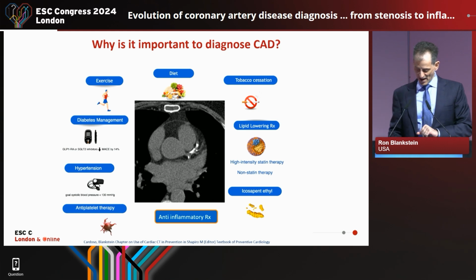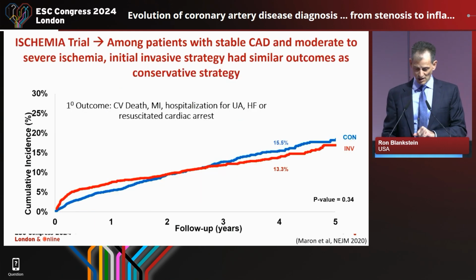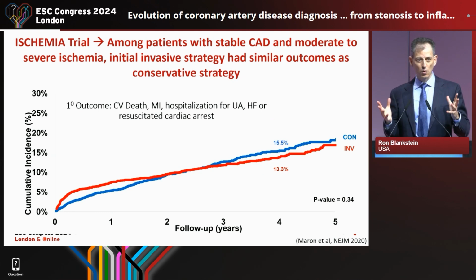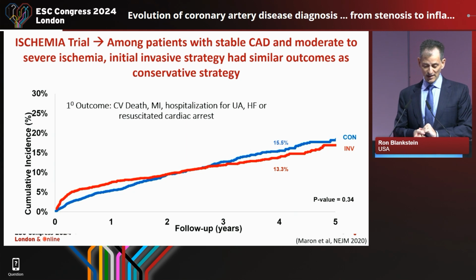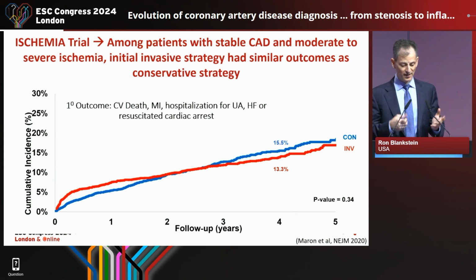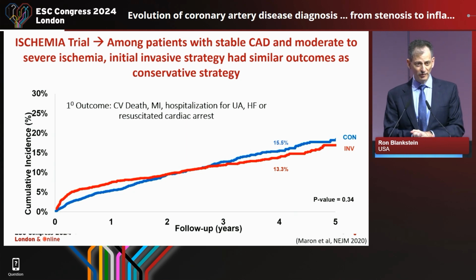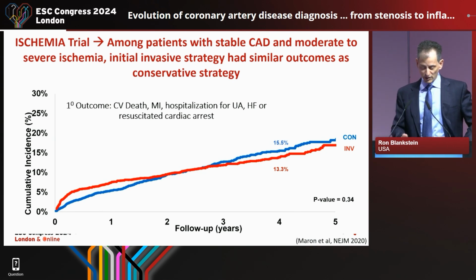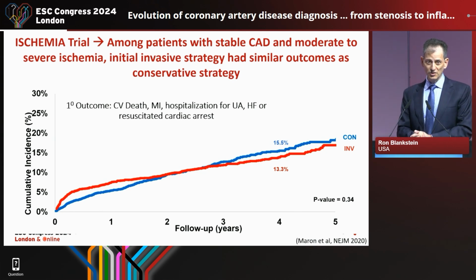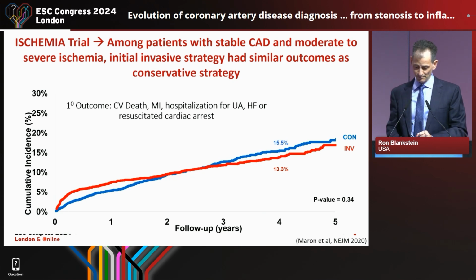And I think one of the best examples of how well it works comes from the ISCHEMIA trial that took individuals who had stable coronary disease, who had at least moderate ischemia on stress testing, and it randomized them to an invasive strategy or a conservative therapy based on prevention. And of course, as most of you know, this trial showed no difference in outcomes. And I think this is really a trial that shows the power of preventive medical therapy and medical therapy.